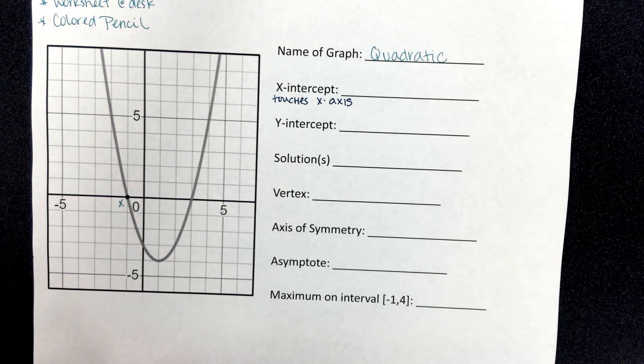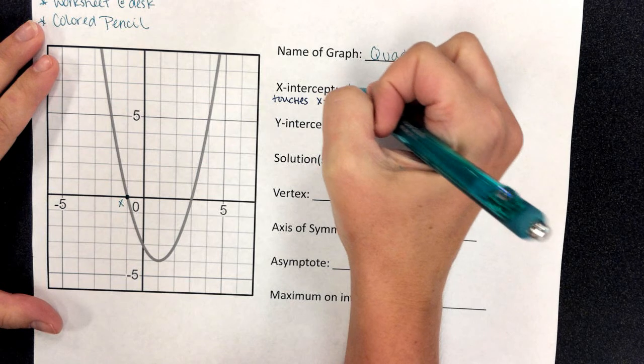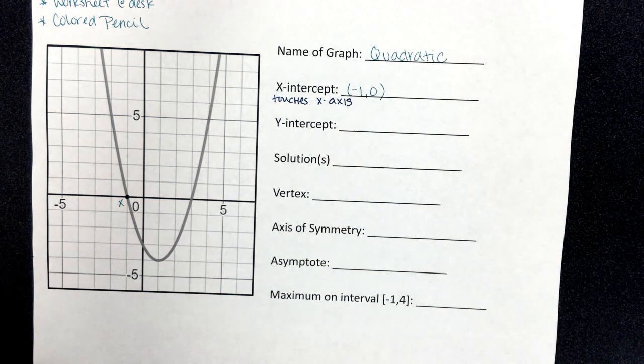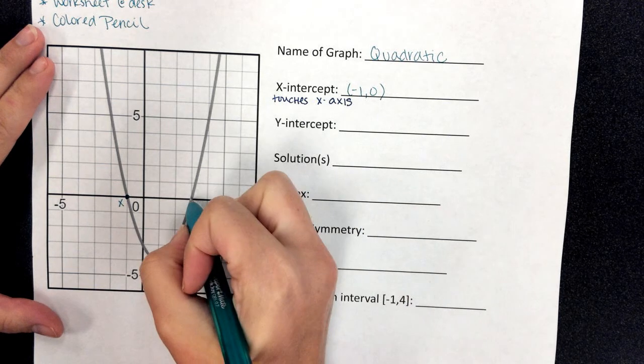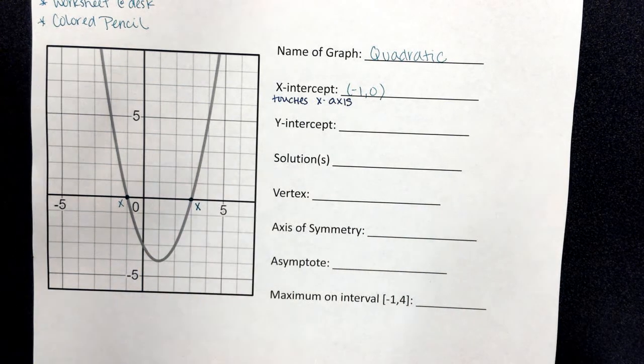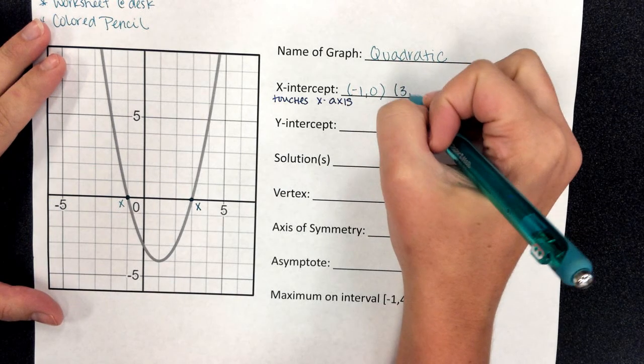What is this x-intercept right here? -1, 0. Perfect answer. I need it written as a point. Not -1, not x equals -1. -1, 0. Where is my second x-intercept? Max, where is my second x-intercept? 3, 0. Very good.